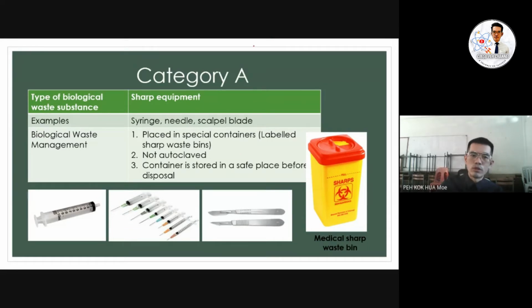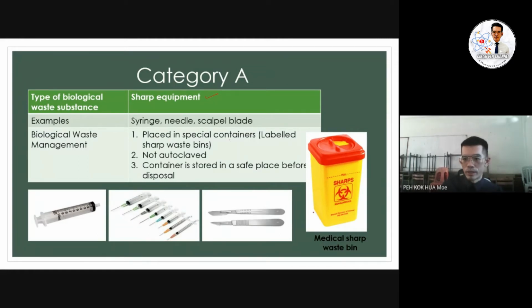As mentioned, category A is waste from sharp equipment. The examples here are the syringe, needle, and scraper blade. These are all examples of instruments which will be used during surgery. So how do we need to handle this type of sharp equipment after we complete our experiment or certain activities? First, place it in a special container.